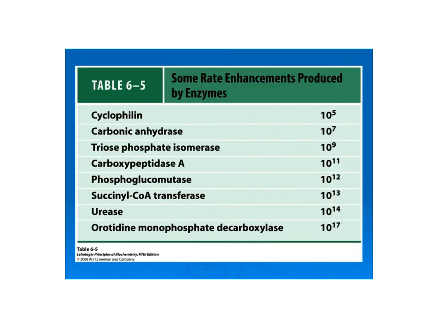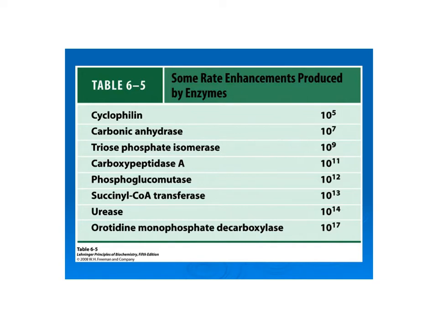So here are some of the other examples that some of you will actually come across in either this semester or next semester. So 10 to the power 5 is a modest increase, whereas 10 to the power 13, 14, 17, those are huge increases, very, very fast. Either that, or the original reaction was so extraordinarily slow that we would die before it would ever have a chance of occurring without the enzyme being around.